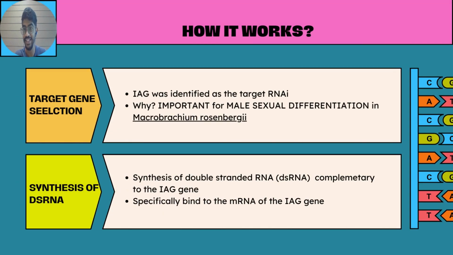So, how does RNA interference in gene knockdown work? In simple terms, the first step is target gene selection. IAG was identified as the target for RNAi because it is important for male sexual differentiation in Macrobrachium rosenbergii. Next is the synthesis of dsRNA, or double-stranded RNA, complementary to the IAG gene. This specifically binds to the mRNA of the IAG gene.